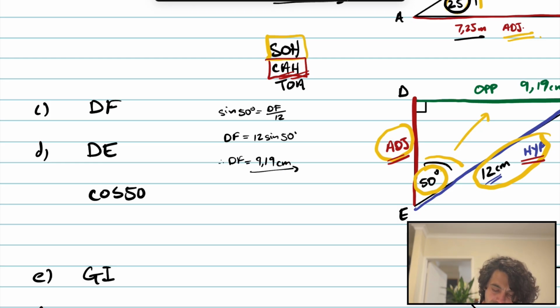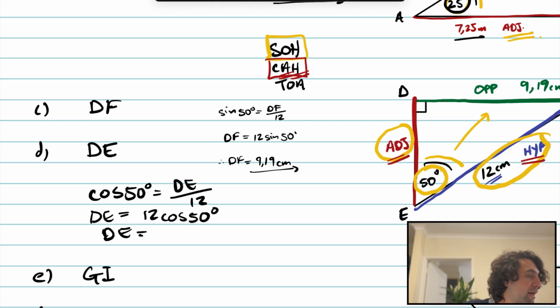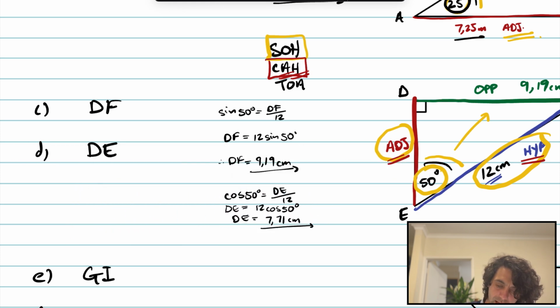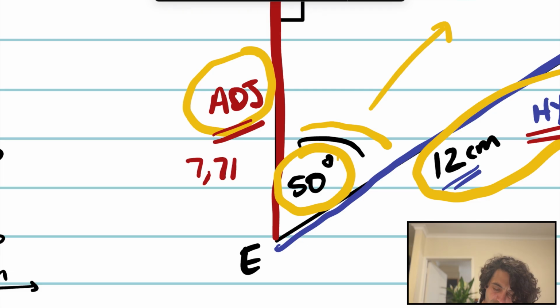So cos of 50 degrees is equal to my adjacent, which is DE, over my hypotenuse being 12. I'm going to multiply both sides by 12. So what I end up with is DE is equal to 12 cos 50. And when I pop that in my calculator, I am going to get 7,71 centimeters. Okay, so that makes this 7,71 centimeters.